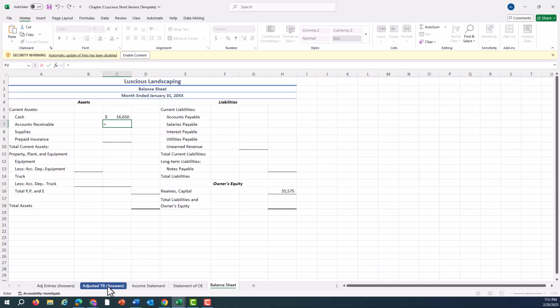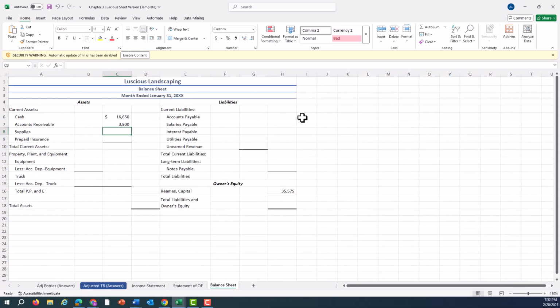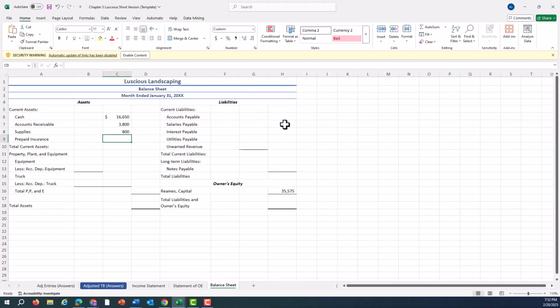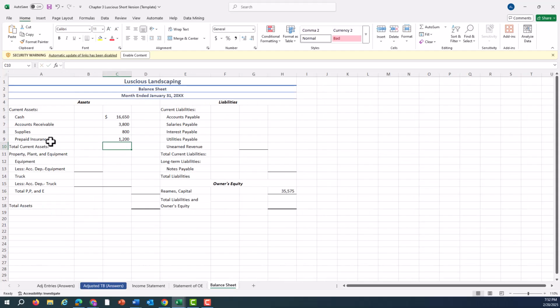Accounts receivable had a balance of $3,800. Let's show that to people, that that's an asset that we have to work with. Supplies has a balance after we made our adjustments of $800. Bring that number on over. And for prepaid insurance, we have, oh, I got a typo. Let me fix that, $1,200. This shouldn't be prepaid insurance. It should be prepaid rent. There we go. See, I make mistakes too.